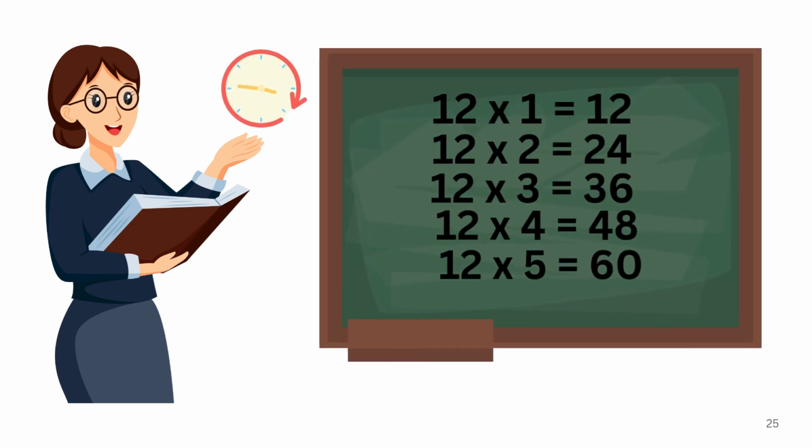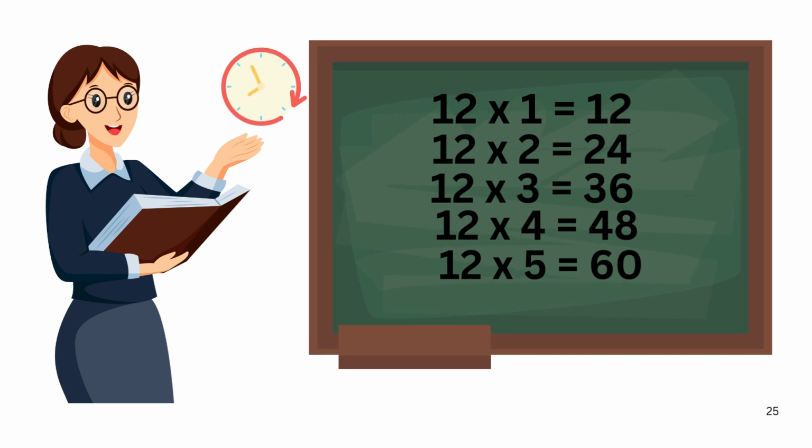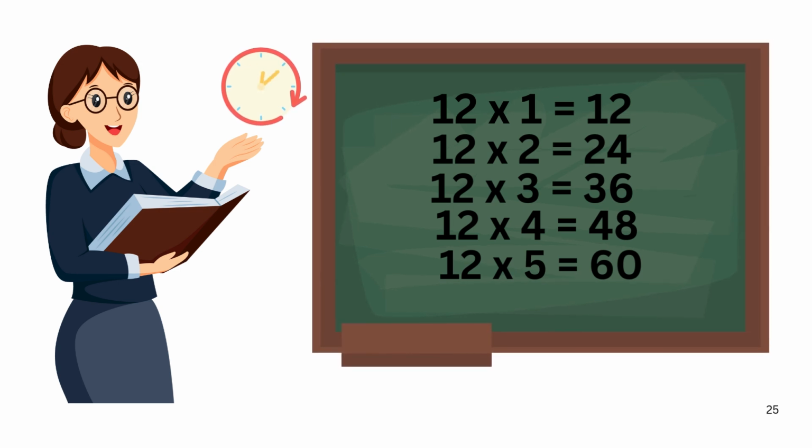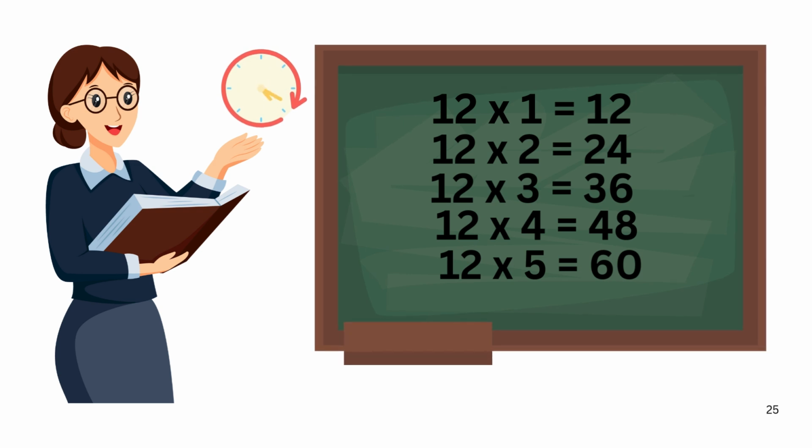Next, we are on the tables of number 12. And here, we have 12 multiplied by 1 equals 12. 12 multiplied by 2 equals 24. 12 multiplied by 3 equals 36. 12 multiplied by 4 equals 48. 12 multiplied by 5 equals 60.